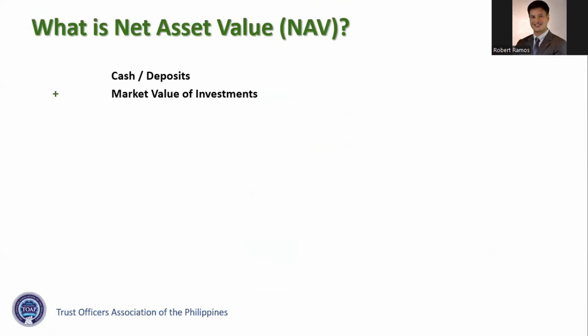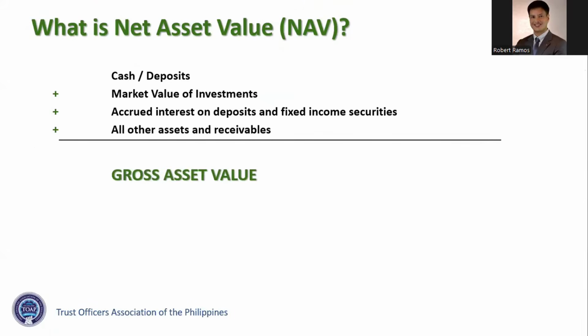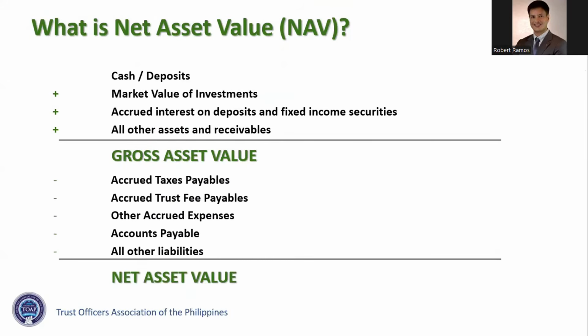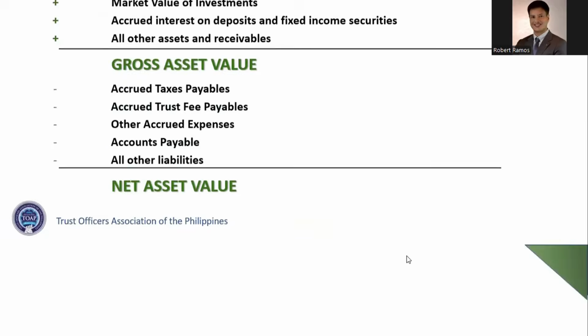So just to reiterate, cash and the deposits, and you add the market value of the investments held in the fund, the accrued interest on the deposits and fixed income securities, and all other assets and receivables, less accrued taxes, accrued fees payable, other accrued expenses, and all other liabilities. If you subtract from the gross asset value all of this, that is your net asset value.